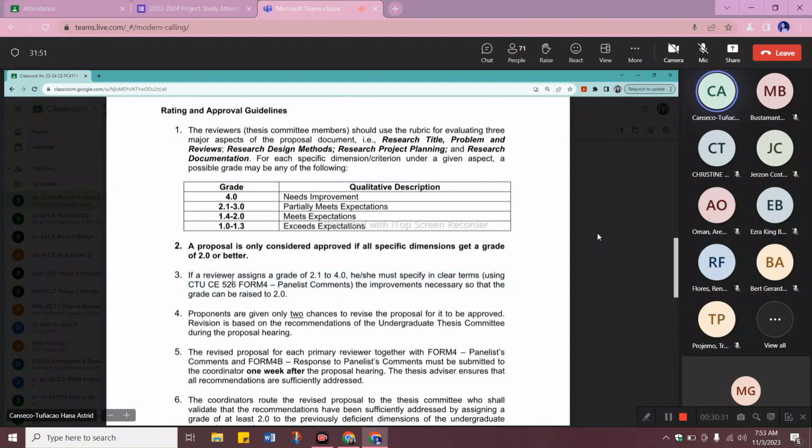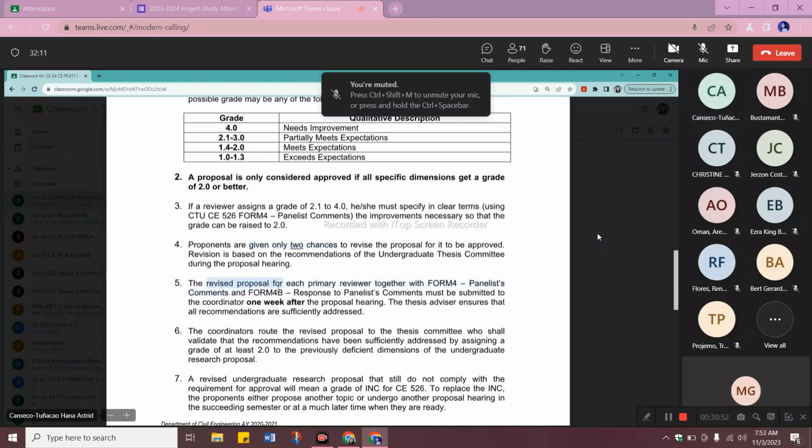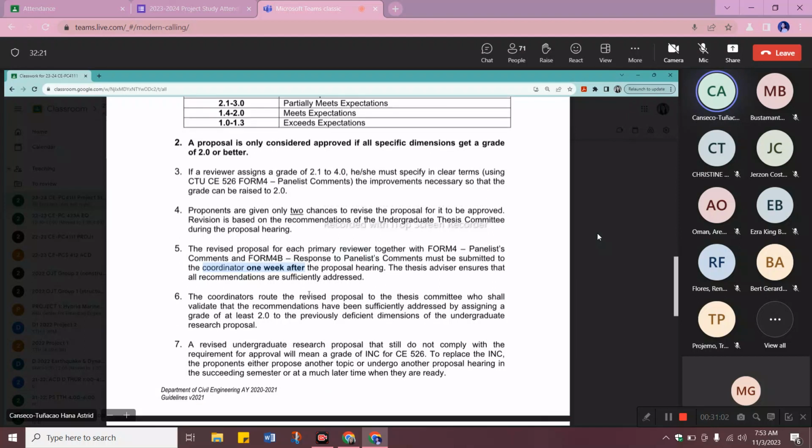So there would also be a panelist comment form which will be discussed later on. This shall be the basis of the comments that you need to address. And proponents are given 2 chances to revise. The revised proposal for each primary reviewer shall be submitted to the coordinator 1 week after the proposal hearing. Or mas maayo na ning you approach the panelists no ug unsa ilahang mga comments and discuss directly to the panelists on how to go about or unsa ihang mga specific comments that you need to address.